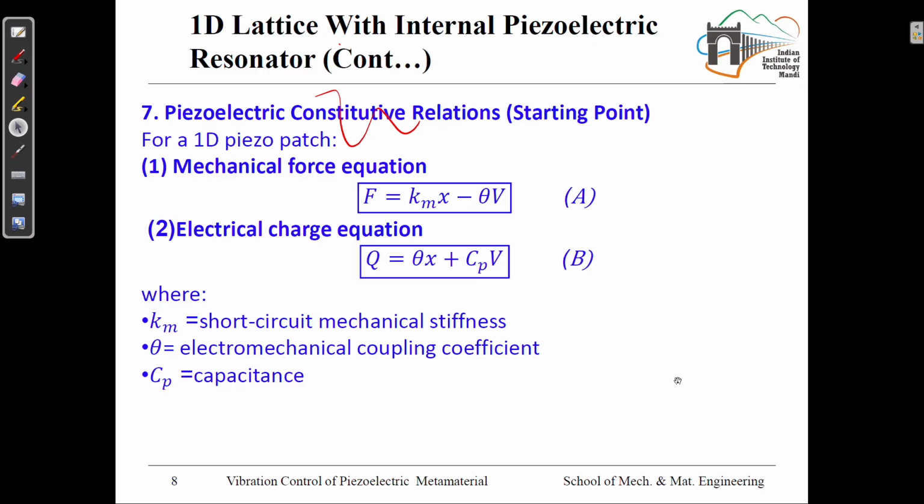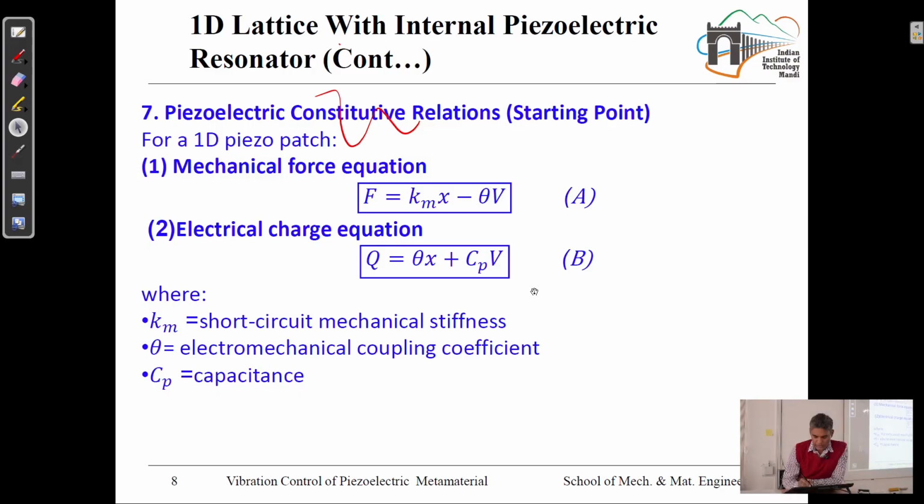So as I told, these are the piezoelectric equations. We have D, that is the electric displacement or charge per unit area, equal to the piezoelectric coefficient into strain, plus the permittivity matrix and the electric field, right? We have this.